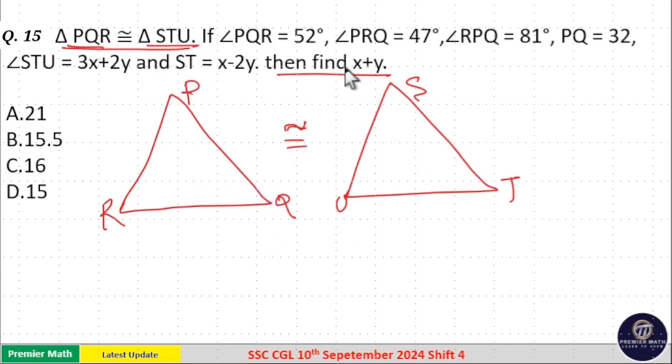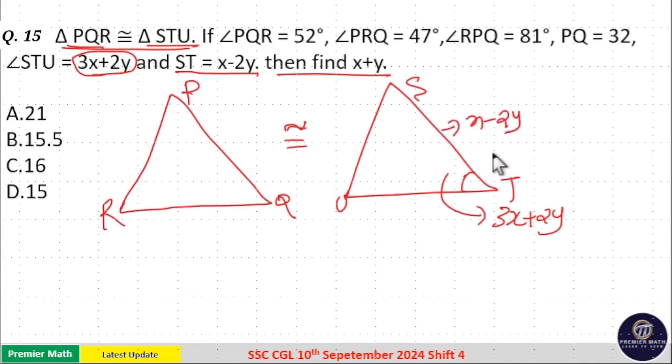Now here we need x plus y. So here angle STU is equal to 3x plus 2y. STU means this angle, which is equal to 3x plus 2y. And here ST is equal to x minus 2y. So this length is equal to x minus 2y. Now find the corresponding side in triangle PQR. Here angle STU corresponds to angle PQR, which is 52 degrees, which means 3x plus 2y is equal to 52 degrees.